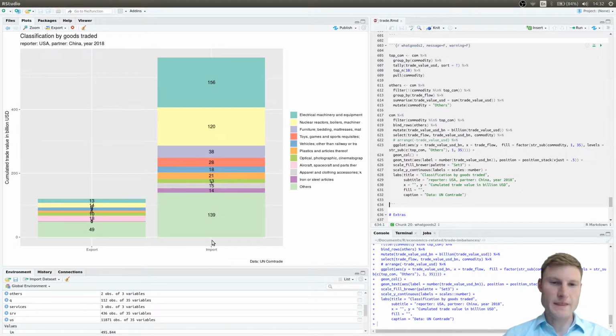And you see the imports, mostly it's electronics, machinery, equipment, so all the tech, computers, and so forth. That's what the Chinese are delivering to the US, 156 billion in value. Then you see nuclear reactors, machinery, I think that title is longer. It's also mostly machinery and industrial plants and so forth. You also see furniture, toys and games, and a lot of others.